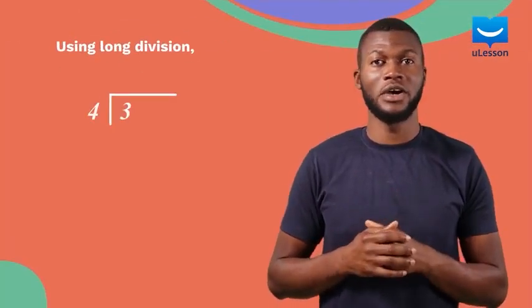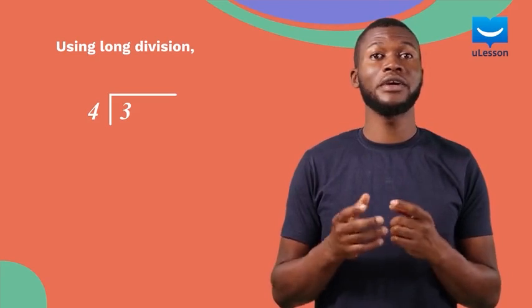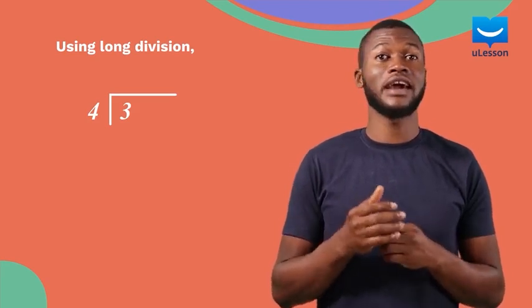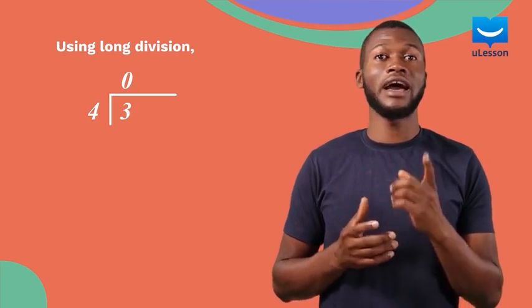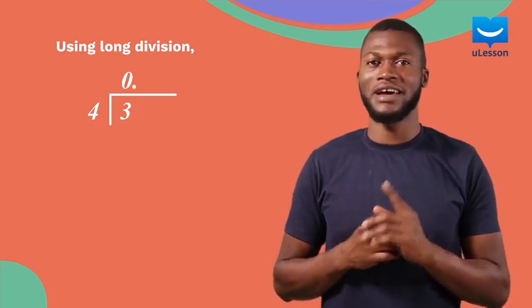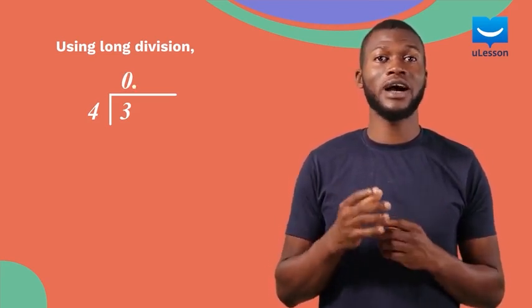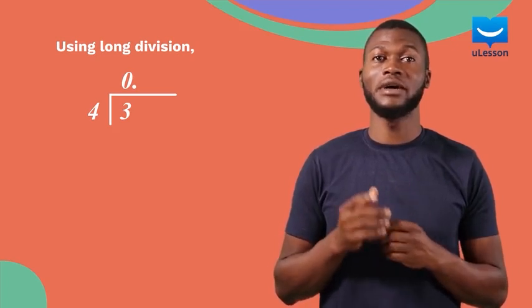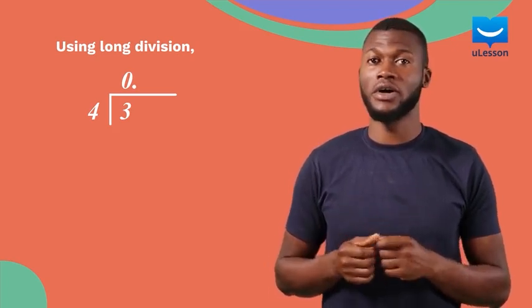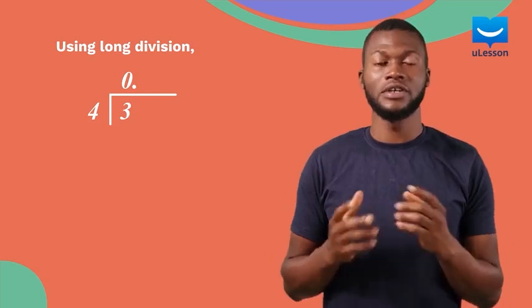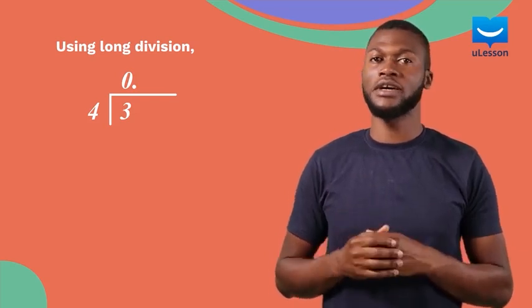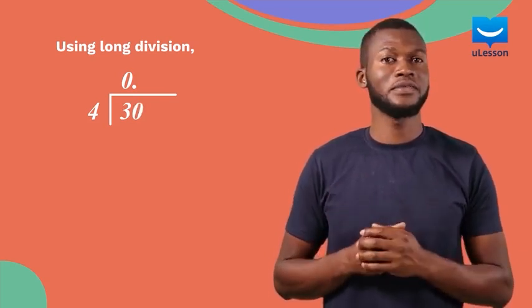Using long division, we have 4 is bigger than 3 and hence cannot divide 3. So we write 0 on top of the table and add a decimal point. Adding a decimal point allows us to add 1 0 at a time to the digit under the table until there are no remainders in the division process. So we add 0 to 3 and that gives us 30.